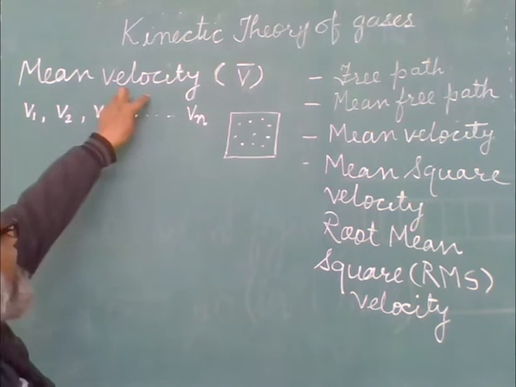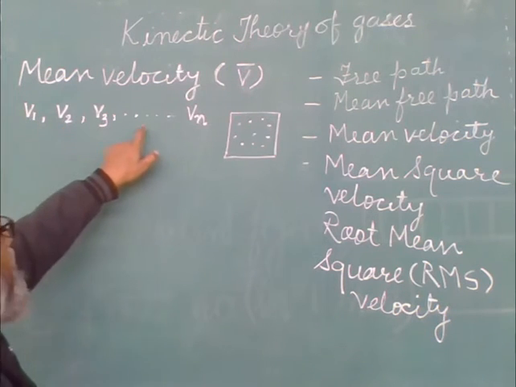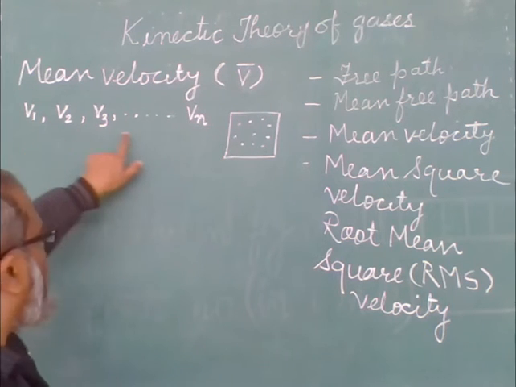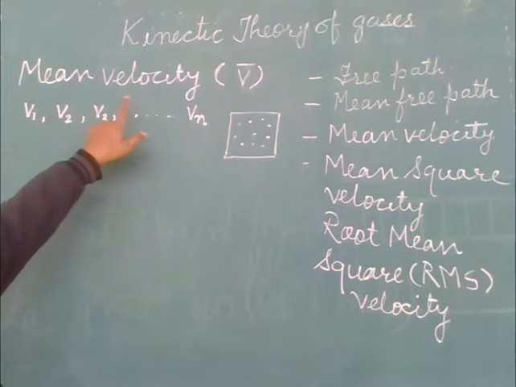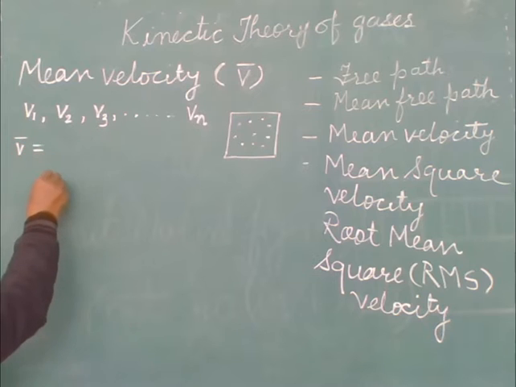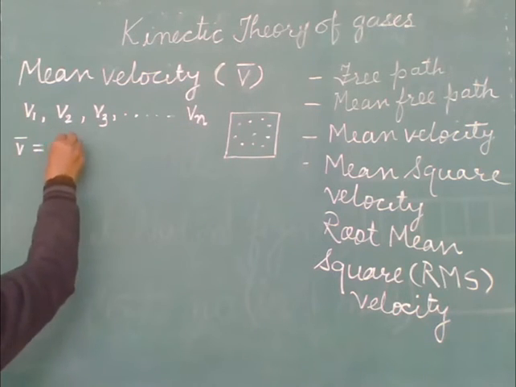Mean velocity is defined as the average of the individual velocities. So V1, V2, V3, Vn are the individual velocities. And if we take the average of this, we will get the mean velocity V bar. So according to the definition, V bar will be equal to the average of these individual velocities. Average means what? You have to add them all.